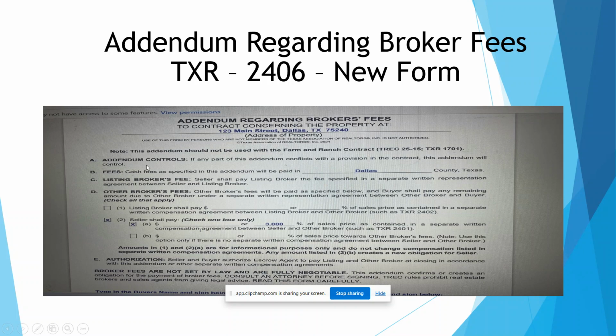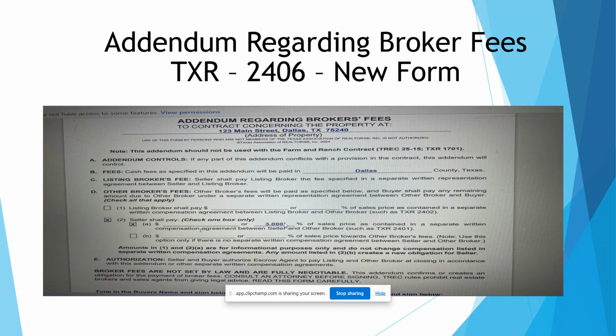So to read through this form quickly, it says, this addendum should not be used with the farm and ranch. Okay, no problem there. Addendum controls. If any part of this addendum conflicts with the provision in the contract, this addendum will control. So what I'm saying is, in this case, the seller says, well, my listing agreement says I'm only paying 4%. Remember that early document, and I'm giving 2 to the buyer's agent? Well, things have changed. And now, Mr. Seller, you've signed this to say you're going to pay 3%. And this will override the listing agreement.